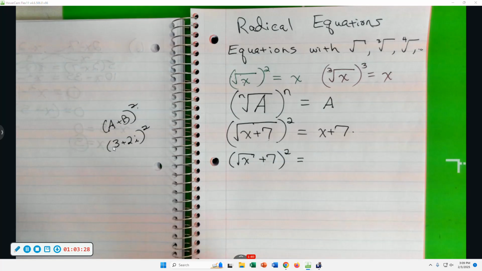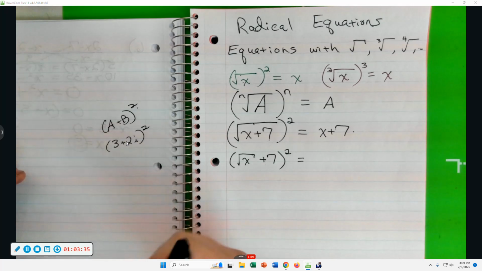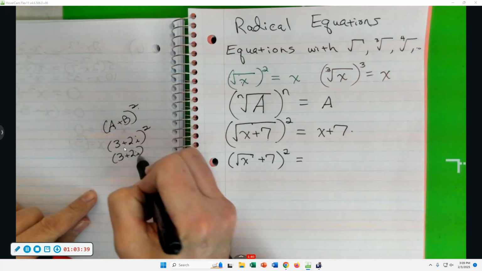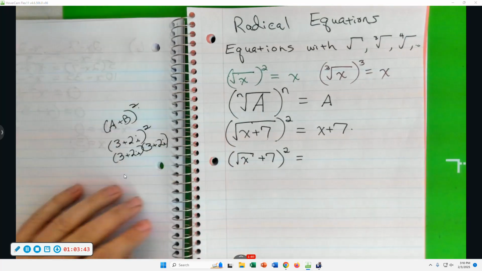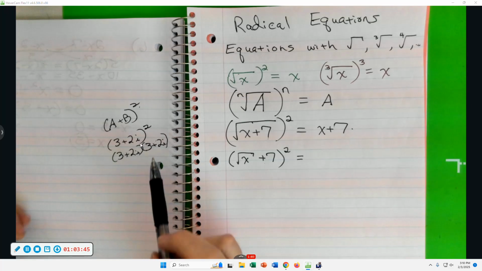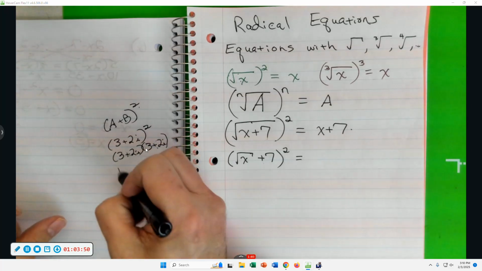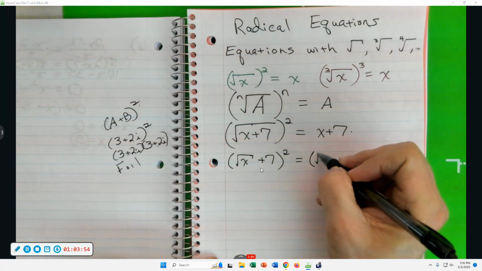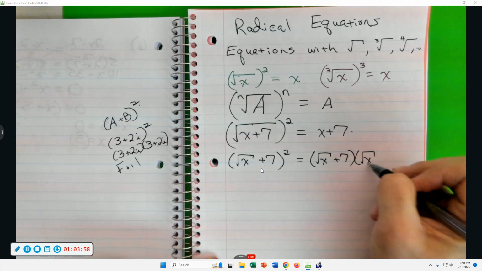What did we do to square that complex number? If you have a sum or difference, you have to write it twice and then FOIL it out. Do I remember doing this in the second assignment? The problem is we had that whole week off after the first week. So here, we have to write it twice: the square root of x plus 7 times the square root of x plus 7.